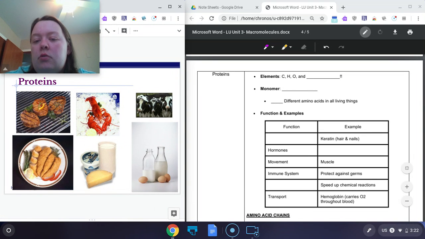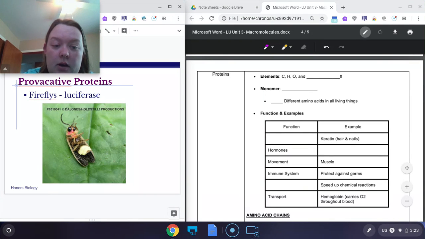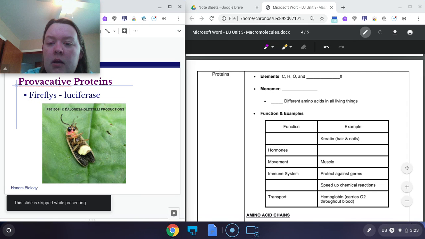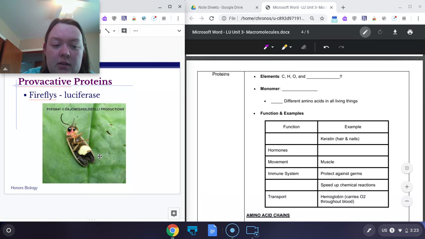Right, moving on to category 3, proteins. Proteins are, we have images over here, all of our meats, dairy, eggs, all contain protein, as well as beans as well. That one is not on there. Proteins not only are found in food, but it can also be found within our bodies to help with reactions. So proteins are going to be very important.